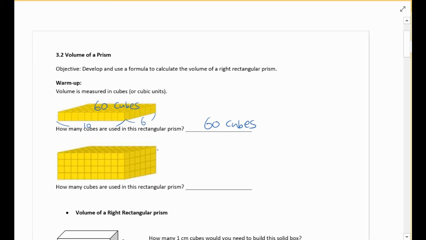Then we're going to find how many cubes are used in this rectangular prism. How many layers do we have here? We have 4 layers. So we have 4 of 60. First layer, we have 60 cubes. Second layer, 60, 60, and 60. So we can simply multiply 60 times 4. So in total, 240 cubes, right?